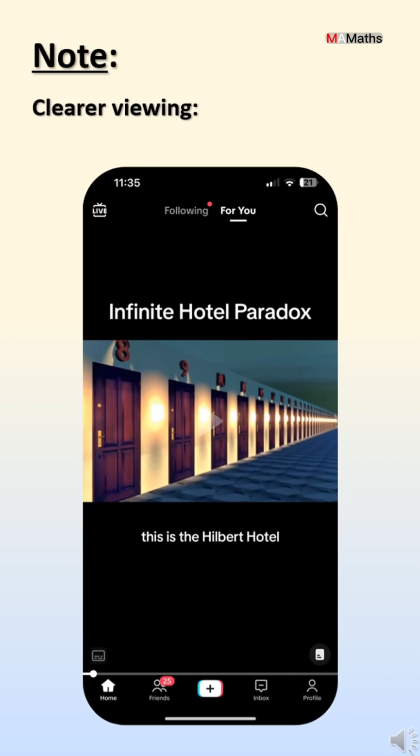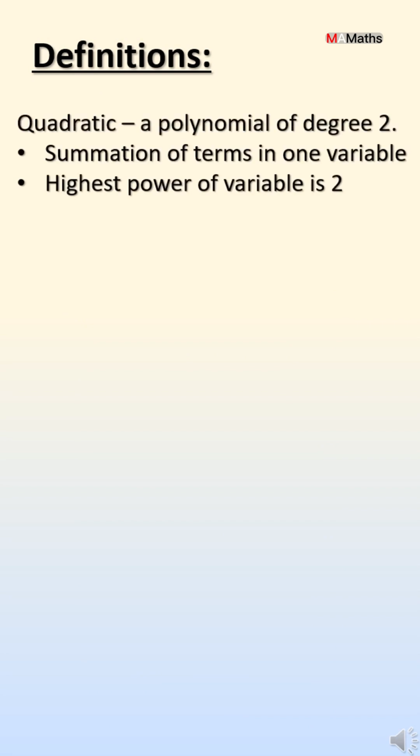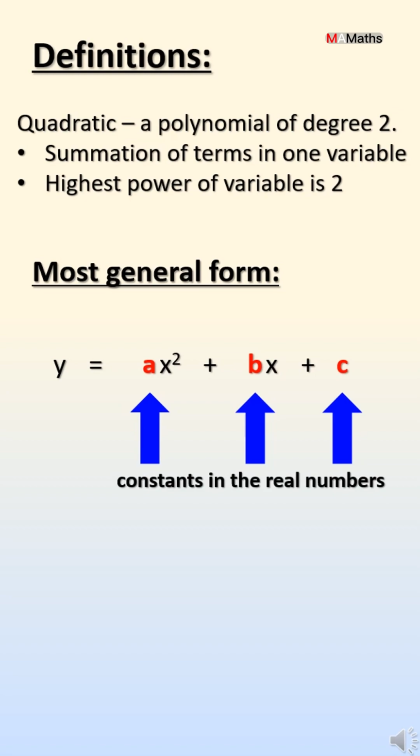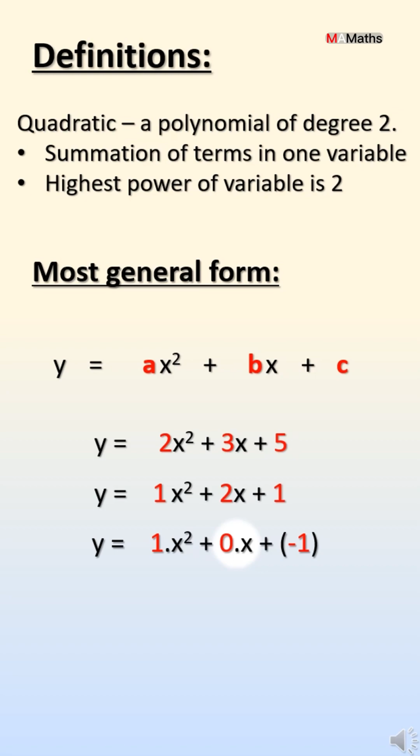First of all, definitions. A quadratic is a polynomial of degree 2. It is a summation of terms in one variable. The highest power of the variable is 2. The most general form is given by ax squared plus bx plus c, where a, b, and c are constants. Examples of this are y equals 2x squared plus 3x plus 5, y equals x squared plus 2x plus 1, where the coefficient of x squared is 1, and y equals x squared minus 1, where here the coefficient of the x term is 0, hence it disappears, and the constant is minus 1.